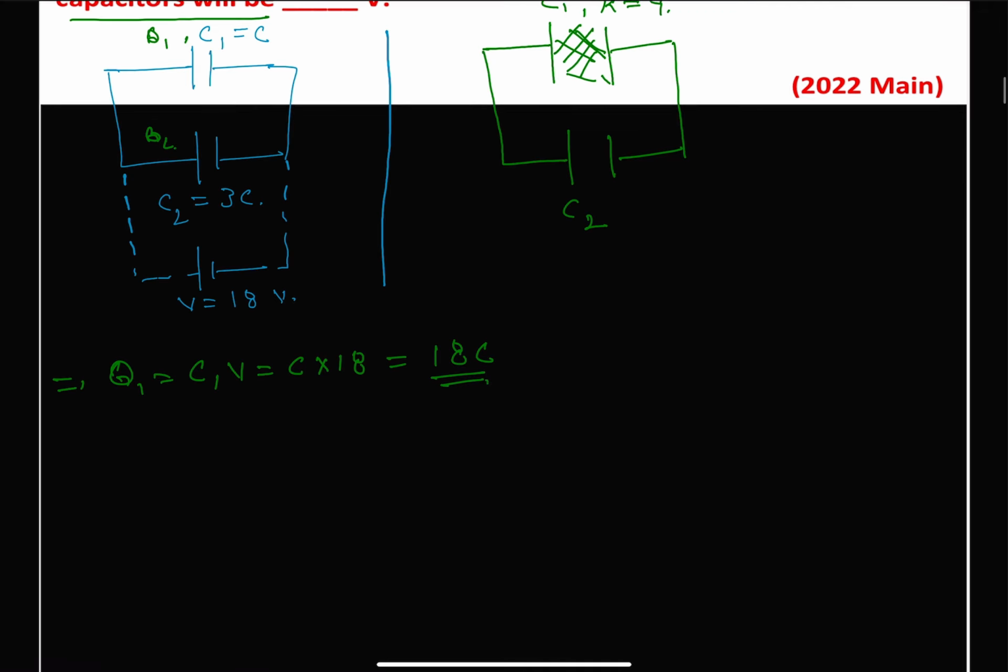Similarly, we can find out our Q2 will be equal to C2 multiplied by voltage V, which gives us 3C multiplied by 18, giving us 54C.